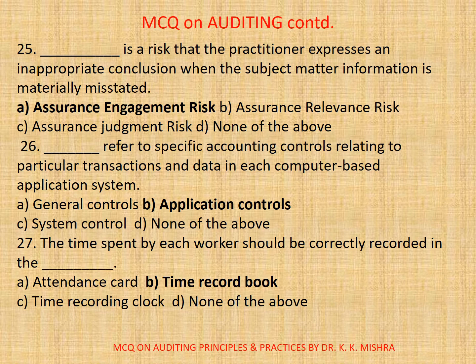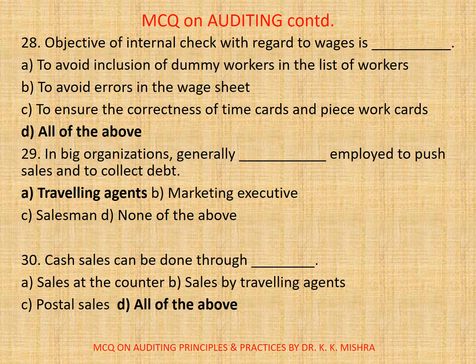Application controls. 27. The time spent by each worker should be correctly recorded in the dash. A. Attendance record, B. Time record book, C. Time recording clock, D. None of the above. Correct option is B. Time record book.